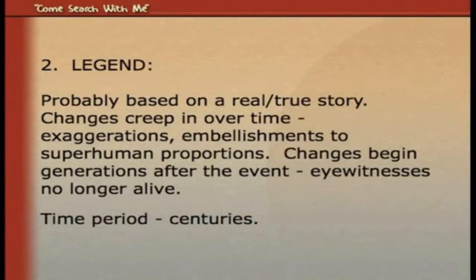When it comes to a legend, it's probably based on a real true story, but this is the key for a legend. Changes will creep in, exaggerations and embellishments to superhuman proportions, and the changes begin generations after the event when there are no longer any witnesses to challenge that change. That is the key of a legend.